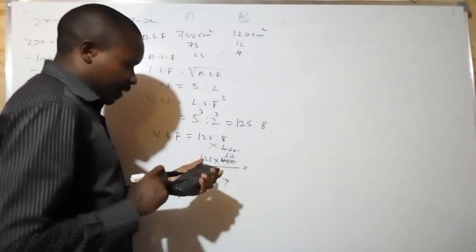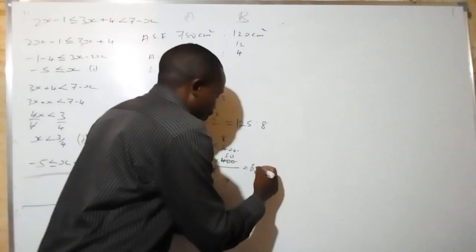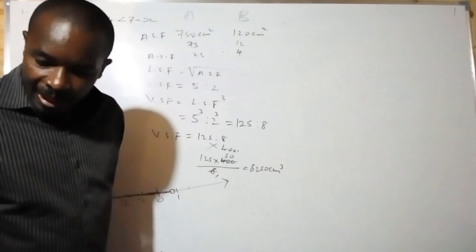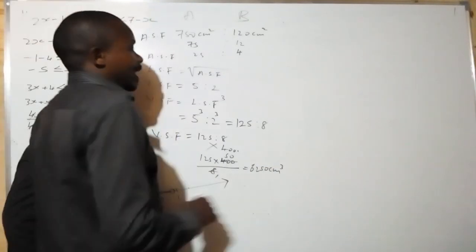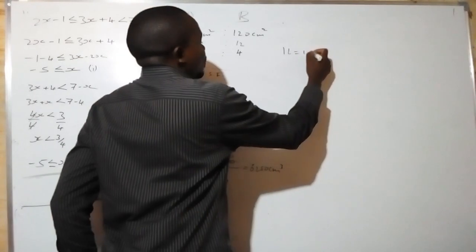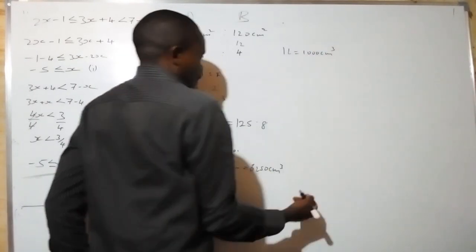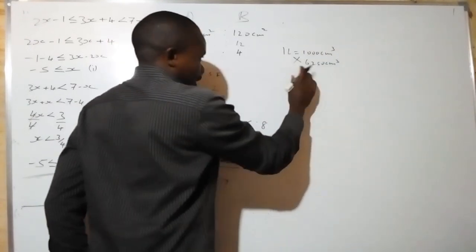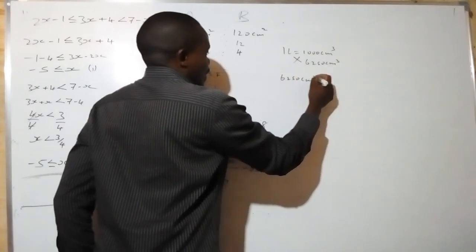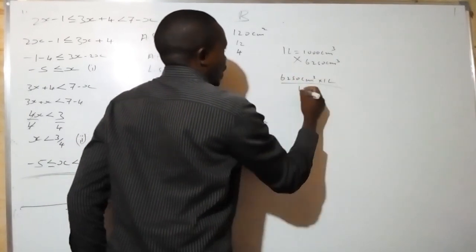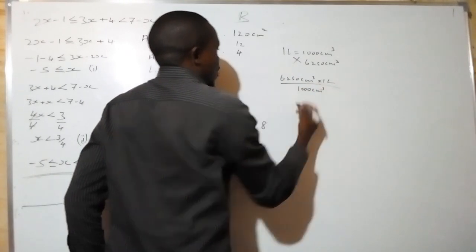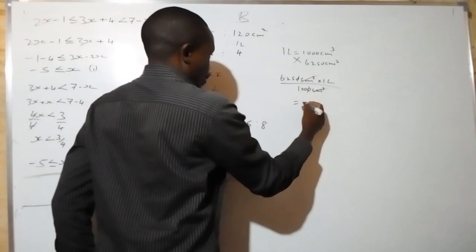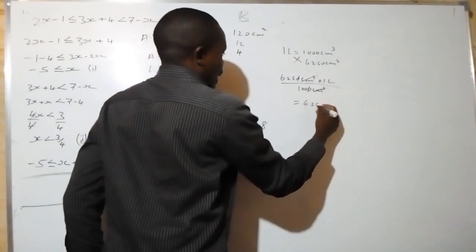6250 centimeters cubed. But the question was to calculate the volume of the larger container in liters. Come here and say that 1 liter is equal to 1000 centimeters cubed. What of 6250 centimeters cubed? You cross multiply. 6250 centimeters cubed times 1 liter all over 1000 centimeters cubed. Centimeters cubed and centimeters cubed cancel out, zeros cancel, and here you are going to have 6.25 liters, and that is the correct answer for that.